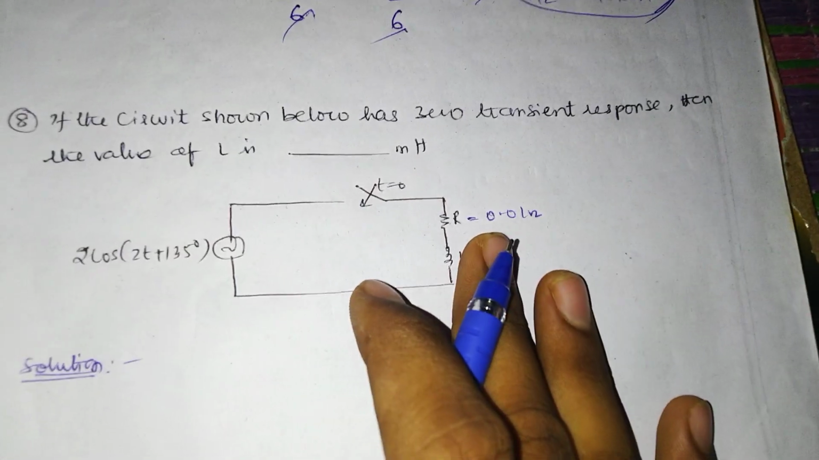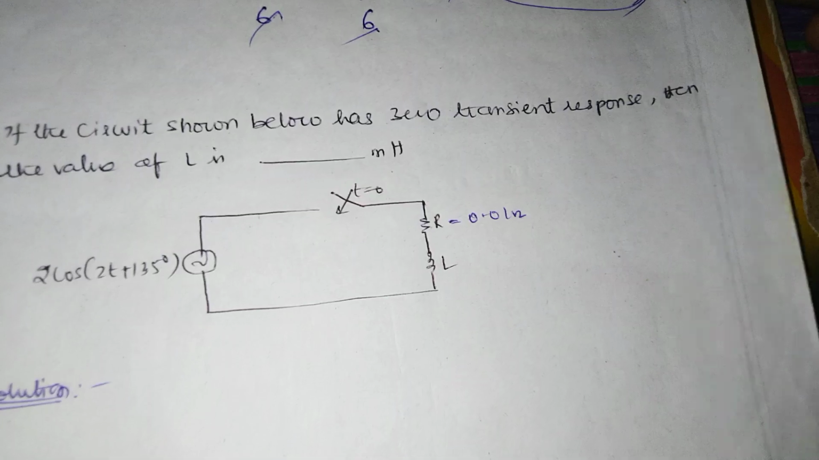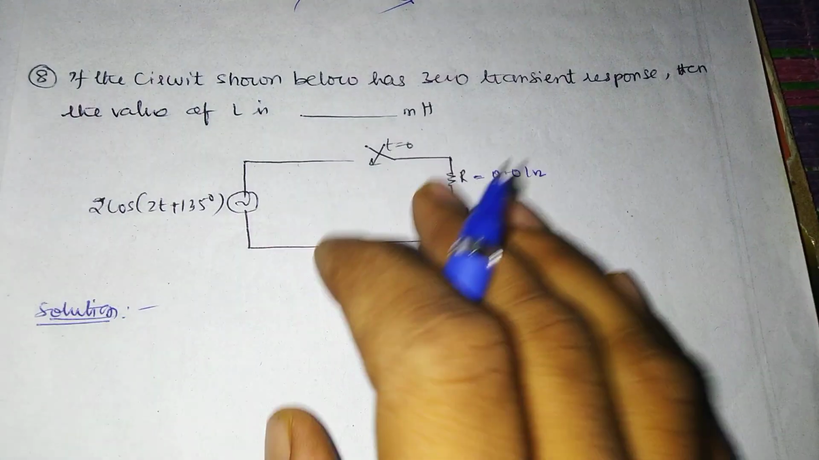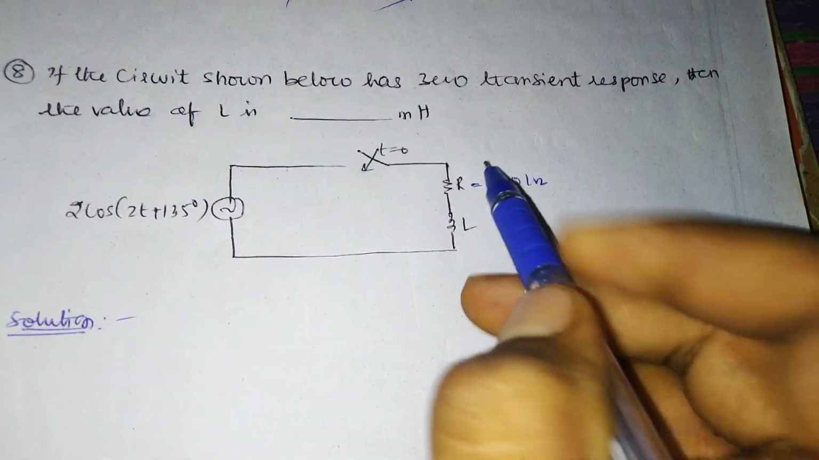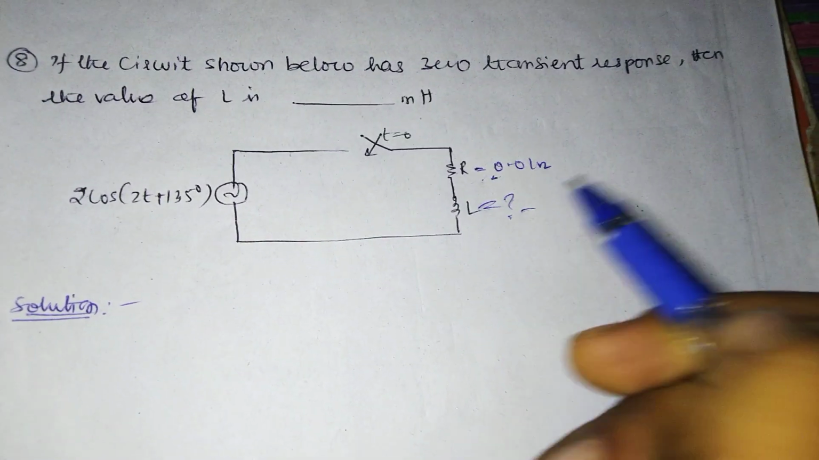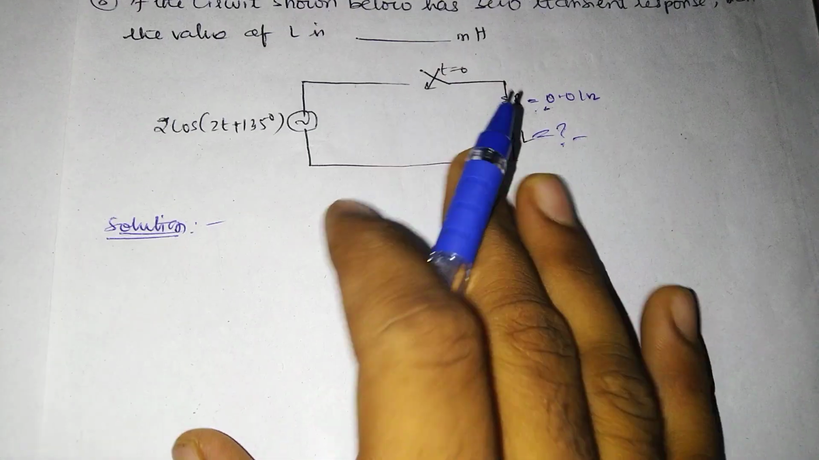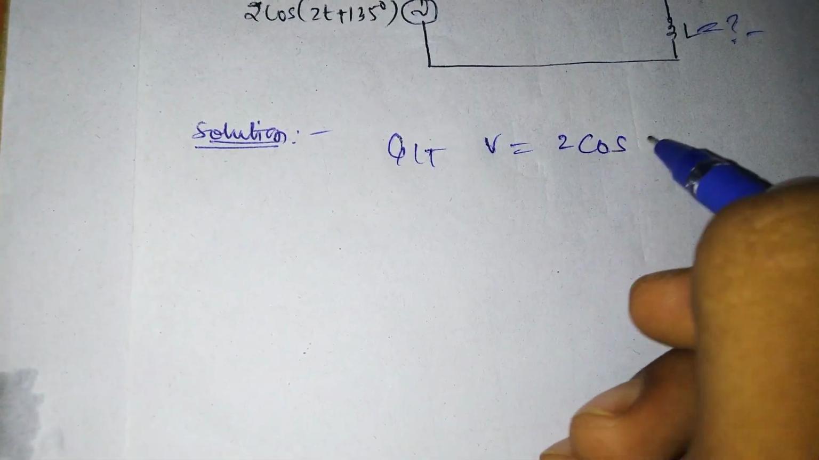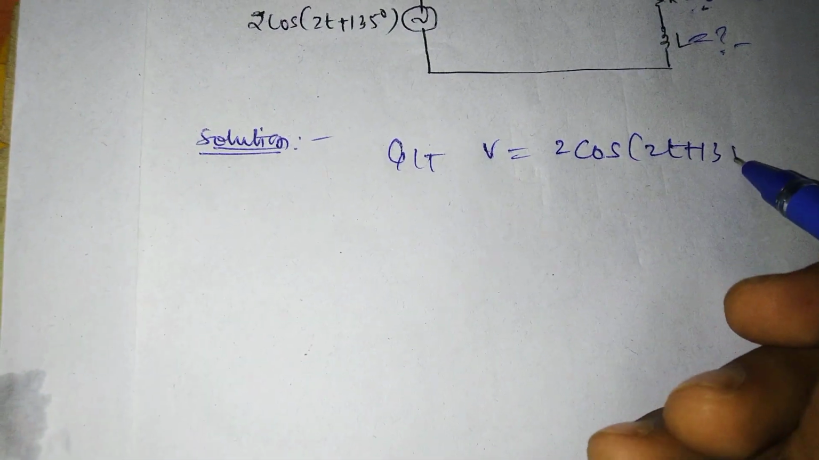So a very important question. With the help of the formula we get the solution. If the circuit shown below has a zero transient response, then we have to calculate the value of this inductor L. Given that V equals 2 cos(2t plus 135 degrees). In the question they have already mentioned this.